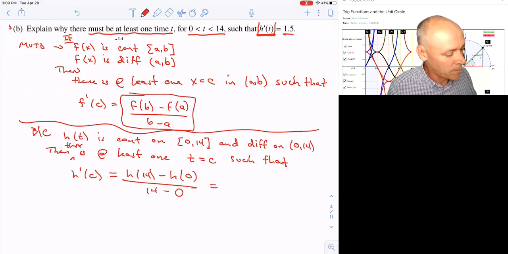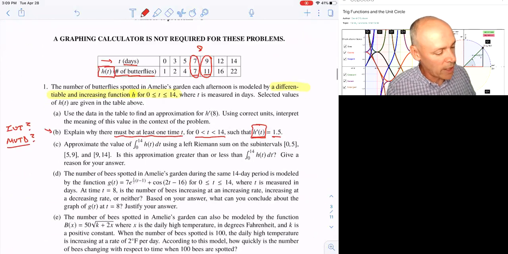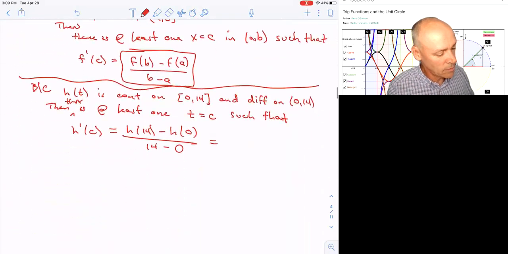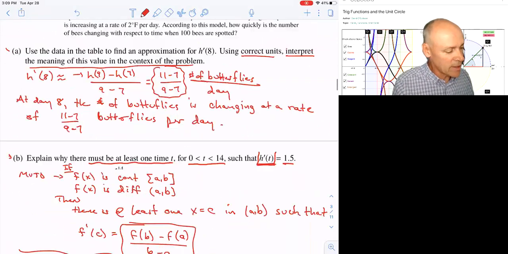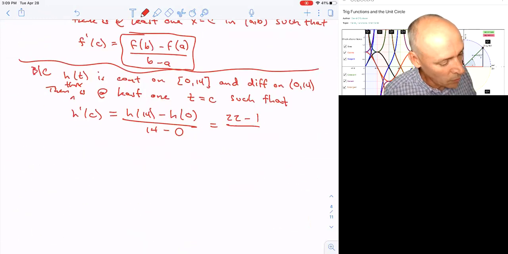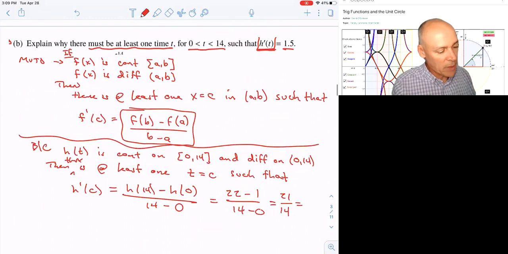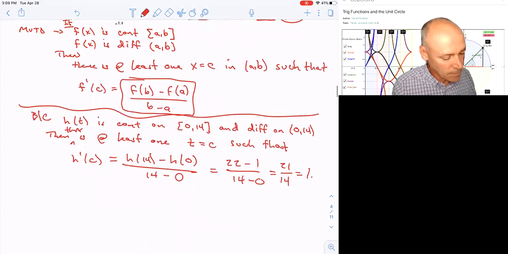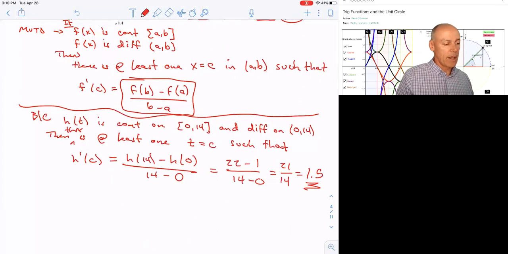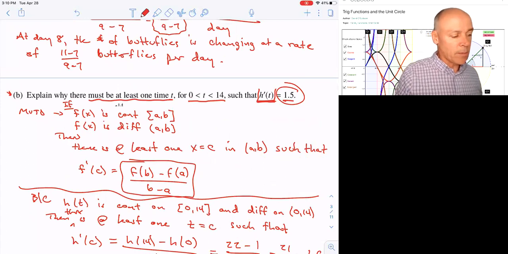Got to go one more step. H at 14, go back to my table. H at 14 is 22 minus h at 0 from the table, that's 1, over 14 minus 0. And that's equal to 21 over 14, which is equal to what I'm given in the problem, the 1.5. So that is my answer to part B.